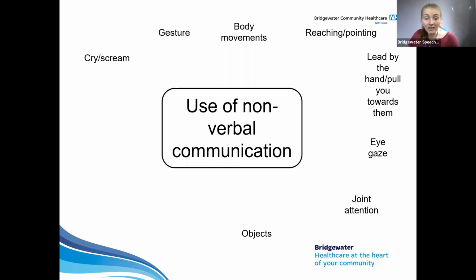Objects are a way of communicating. Children might show you objects that they want. They might bring you their cup, bring you an apple to make a request, or just to show you because it's cool. And that's a good way of them communicating. And you can do it vice versa. You can show them things for them to understand what you're trying to communicate. Pictures as well are a good way for children to understand, but we will talk about that in a bit more detail later on.